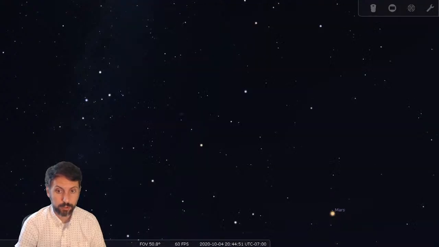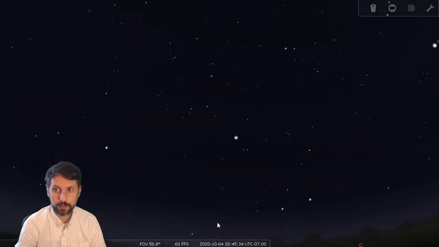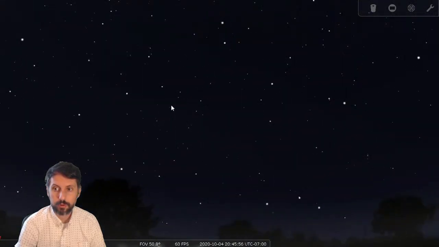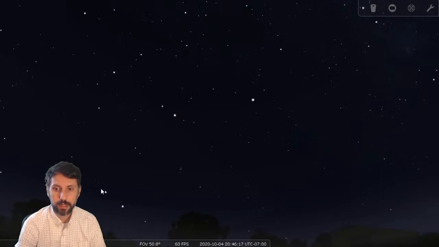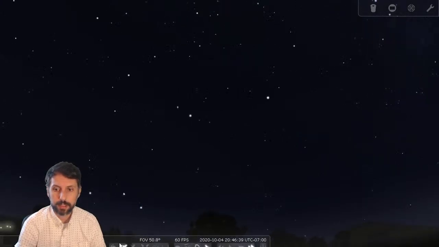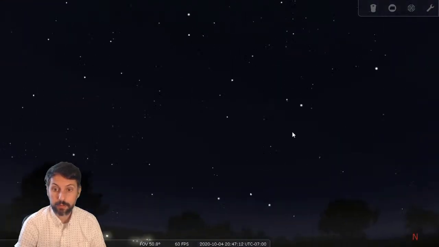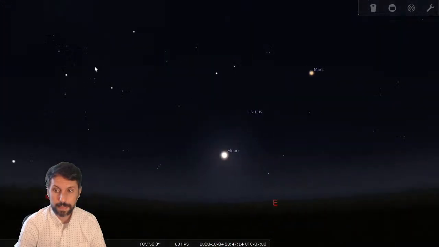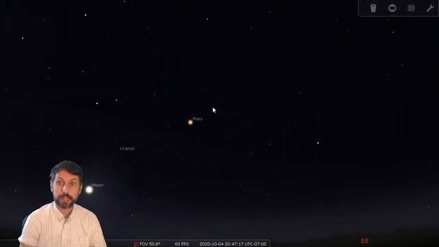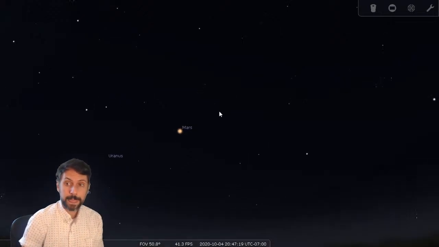If we know which way north is, we look 90 degrees to the right of that. So let's go back and look north. I know north because I'm looking for the Dipper, which is down here. So here's the Dipper, north. I'm going to look 90 degrees to the right. And look, there's Mars. Okay, so now we want to find Pisces.